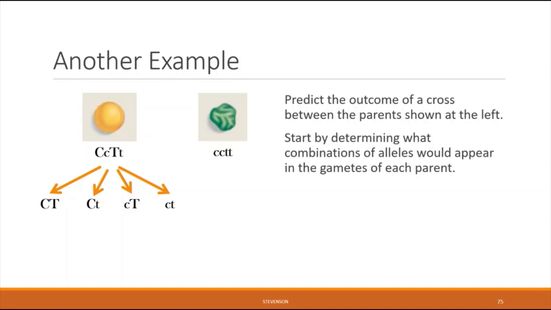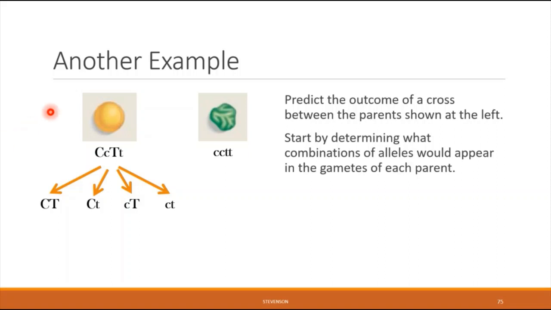One common mistake that I see people make when they are trying to determine what would be found in the gametes of each parent is they write down 2 copies of the same letter together. You should always only have 1 letter of each. For working with C's and T's, you should have 1 C and 1 T. If you find yourself coming up with a possibility that this parent could pass down big T, little t as one of its allele combinations, that's not right because you've got 2 of the same letter.